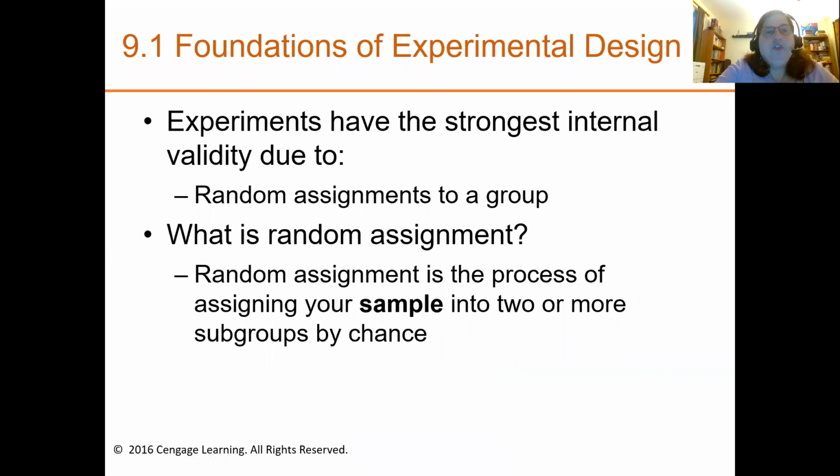So experiments have the strongest internal validity. Why? Due to random assignment to a group. That's what we've been talking about. So we might have flipped a coin, we might have used a random number generator, whatever we did, we found some way of randomly putting people into the different groups.